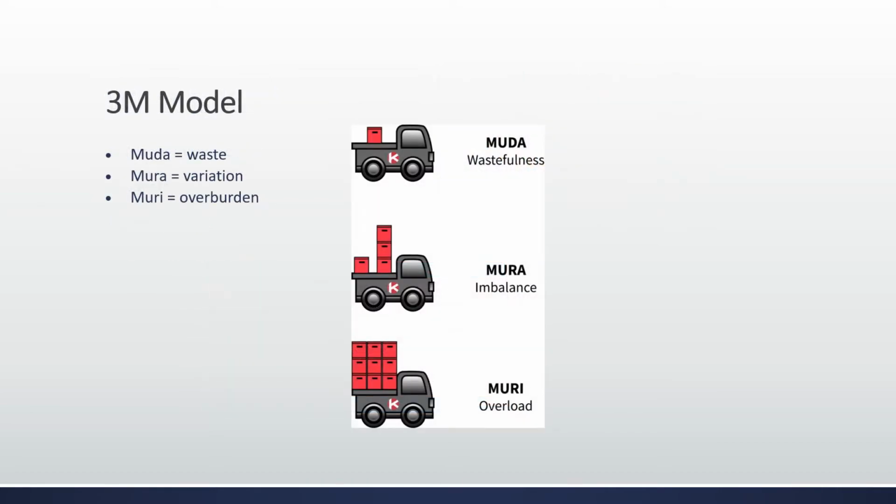The 3M model describes 3 components of business processes that should be addressed to improve value delivery. First is muda, which is waste. These are activities that do not add value, but rather consume time, money, and resources. Next is mura, which is variation. This is the inconsistency that leads to variation in production, and this leads to peaks and valleys in demand and uneven workloads. And muri is overburden. You're putting too much stress or strain on people or hardware.